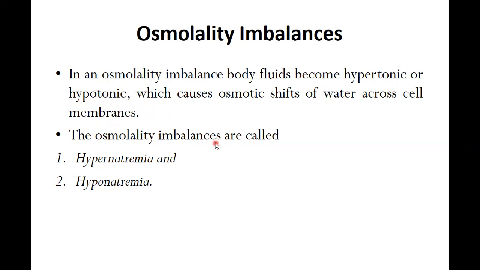So the osmolality imbalances are called, number one, hypernatremia, and number two, hyponatremia. Okay. Osmolality is discussed in terms of sodium, or in relation to the ratio of sodium to the fluid. So that is why we talk about hypernatremia and hyponatremia when we are referring to osmolality imbalances.